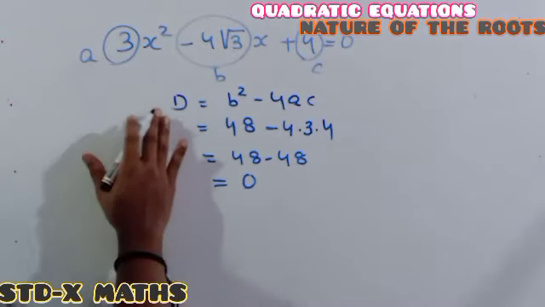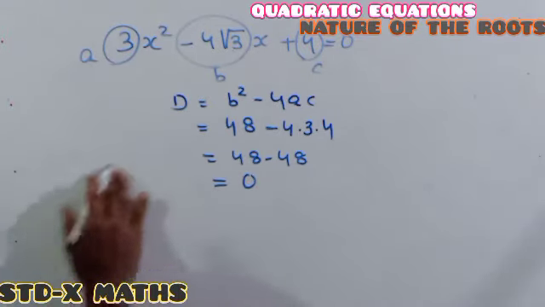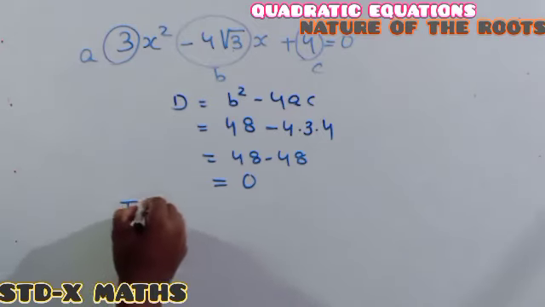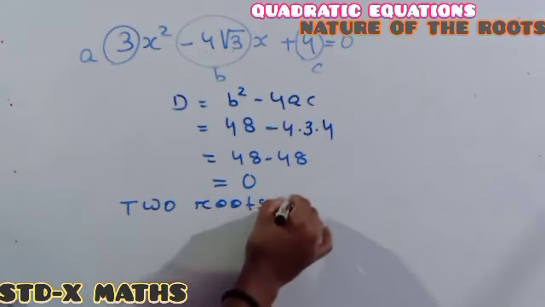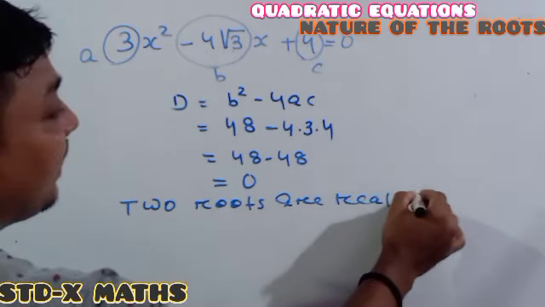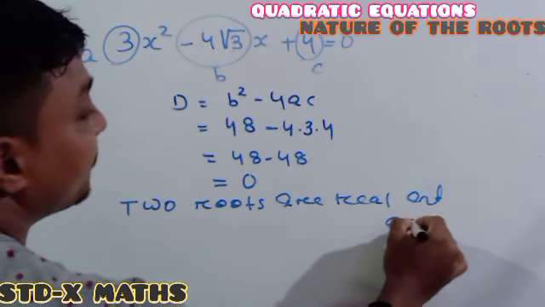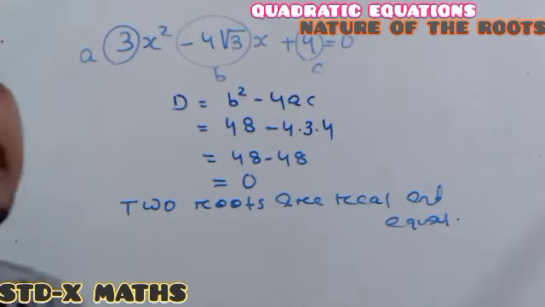So here we are getting the D value as 0, for which the nature of the roots is that the two roots are real and equal. Both the roots are real, but both the roots are equal.